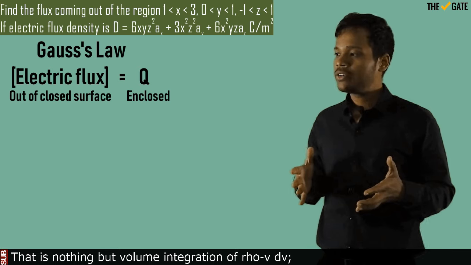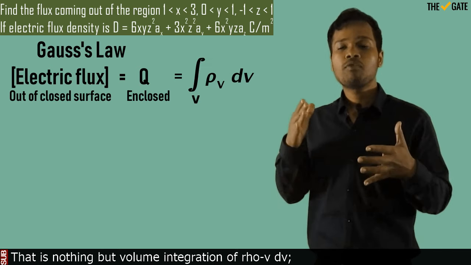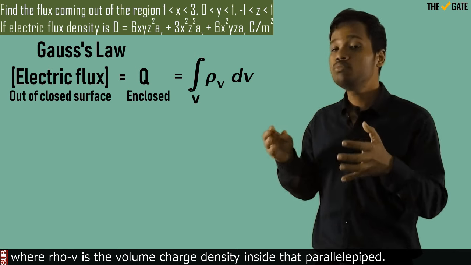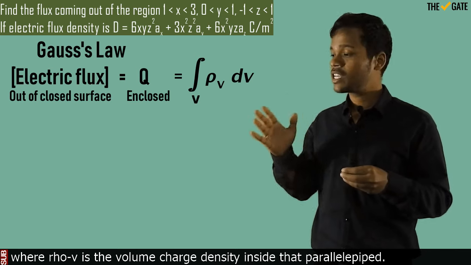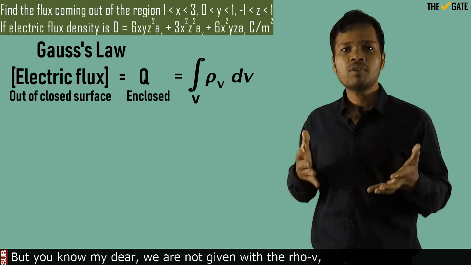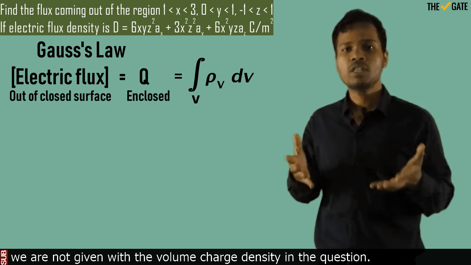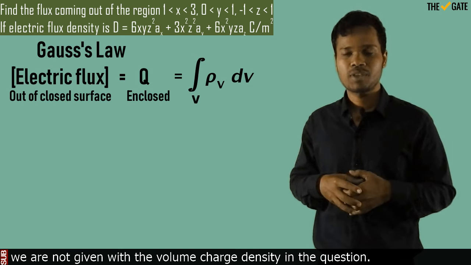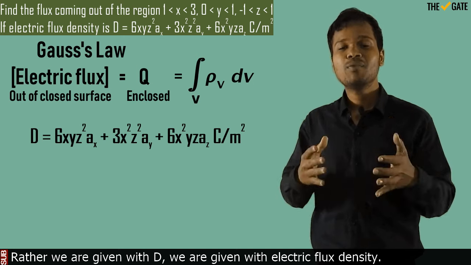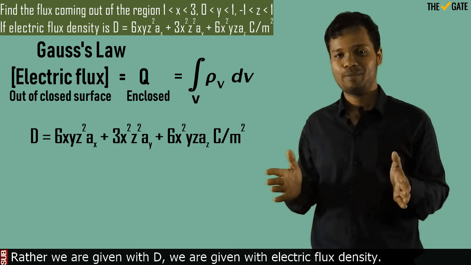That is nothing but volume integration of rho v dv, where rho v is the volume charge density inside that parallelepiped. But my dear, we are not given the rho v. We are not given the volume charge density in the question. Rather, we are given D. We are given the electric flux density.